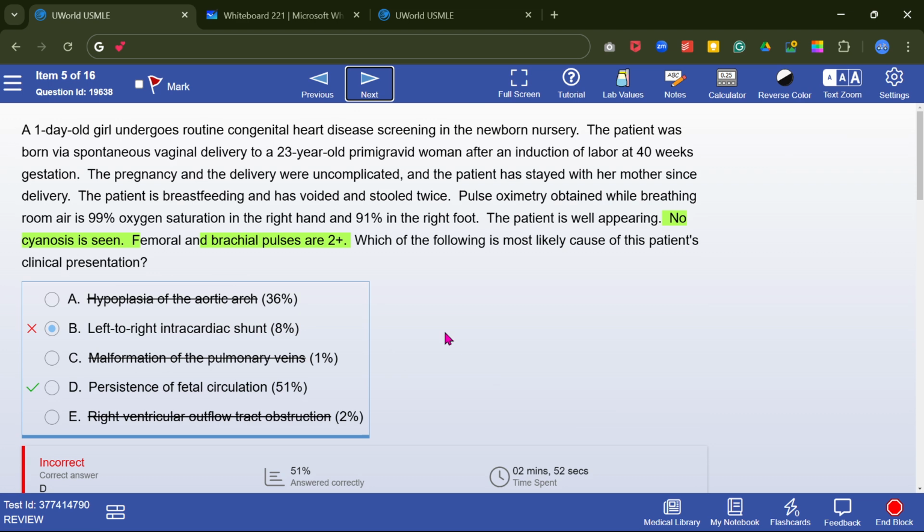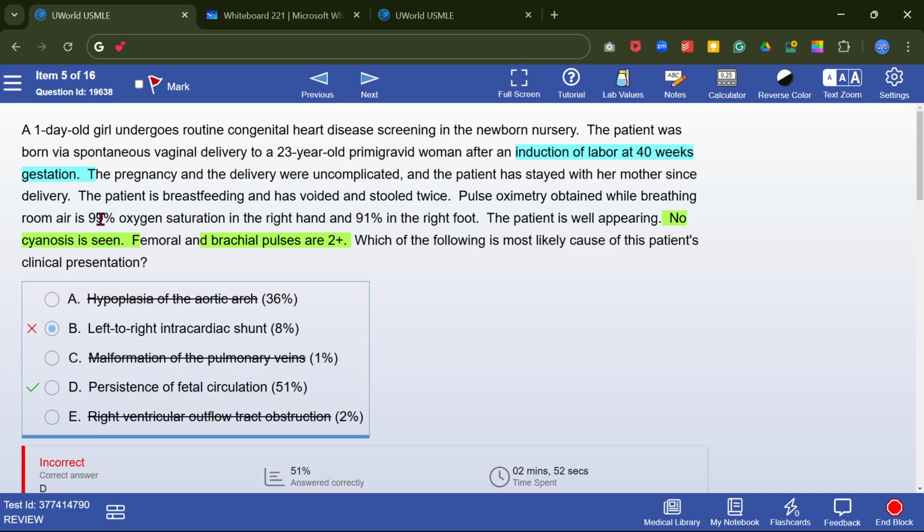Okay, now a 1-day-old girl undergoes routine congenital heart disease screening in the newborn nursery. There is no cyanosis. Femoral and brachial pulses are 2 plus. Which of the following is the most likely cause of this? She was born at 40 weeks of gestation, and the pregnancy and delivery were uncomplicated. The patient stayed with her mother, breastfeeding, and voided.